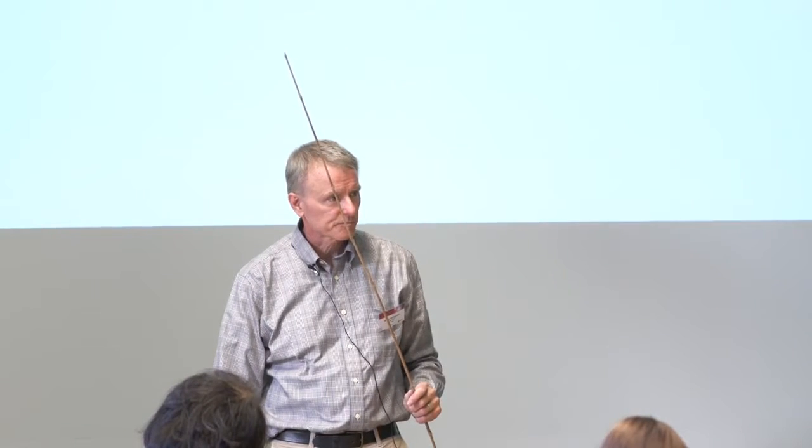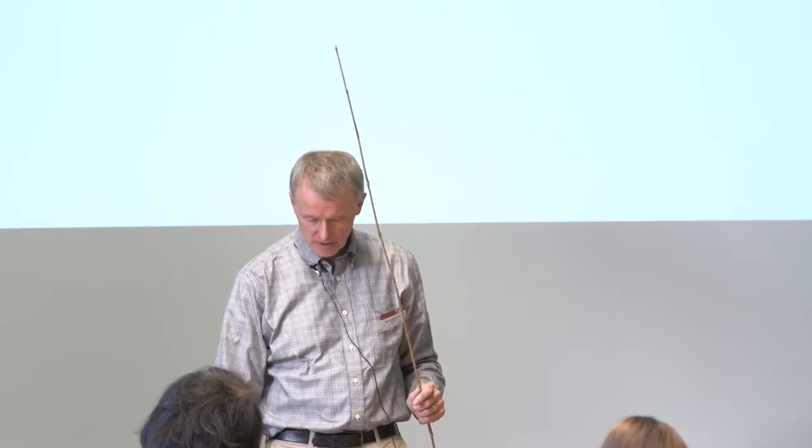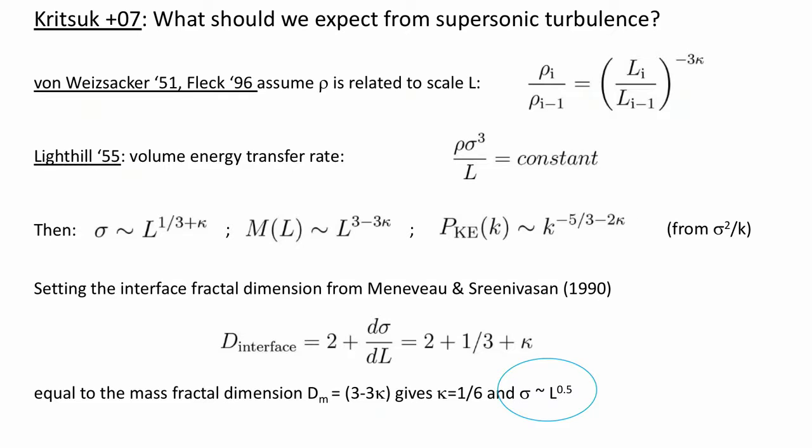So what's the reason for this size line width relation? Is it turbulence or is it gravity? So let's look at turbulence for a second. The argument in Kritzuk, and then a simulation on the next page, but we start with just the logical argument. You expect the density to scale inversely with size, and if it's a uniform mass, that would be just -3, kappa would be 1. But in general, it's a fractal type distribution, not uniform.